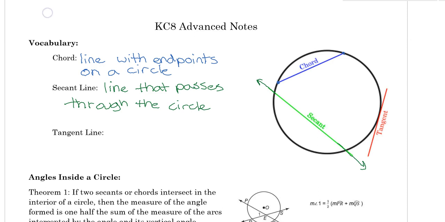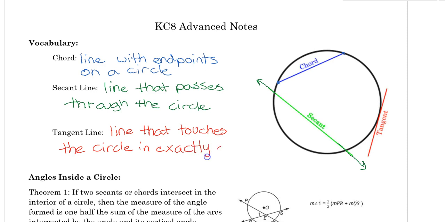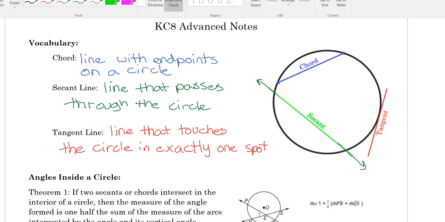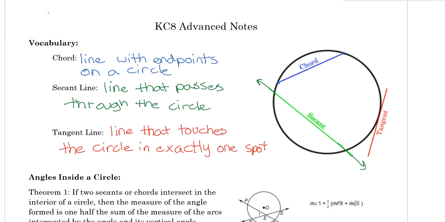Then we have what we call a tangent line. And a tangent line is a line that touches the circle in exactly one spot. Okay. So here we have our tangent line, right? And it only just barely touches the circle and then continues going.